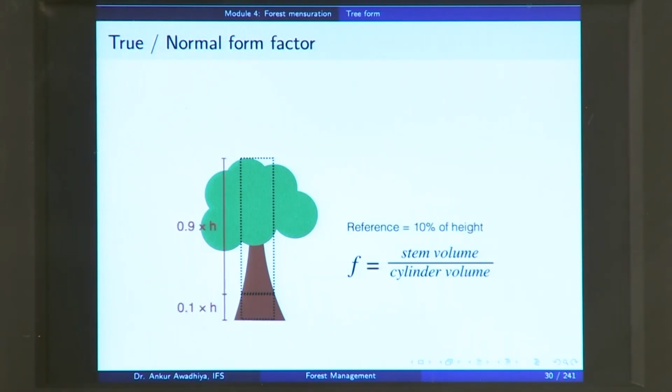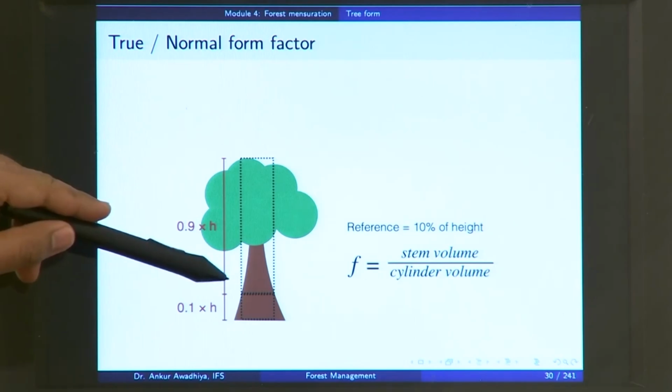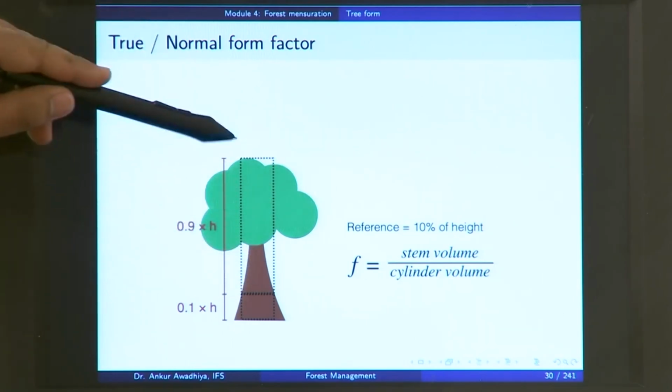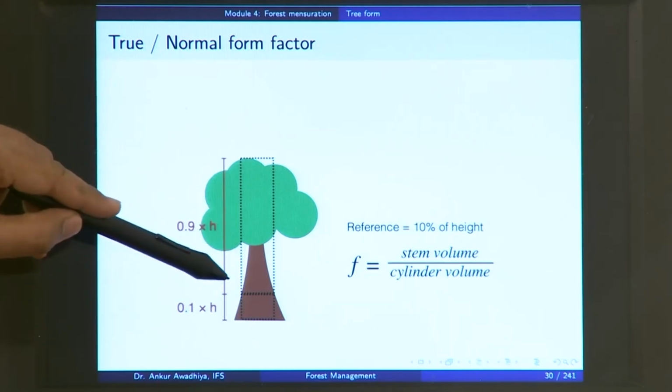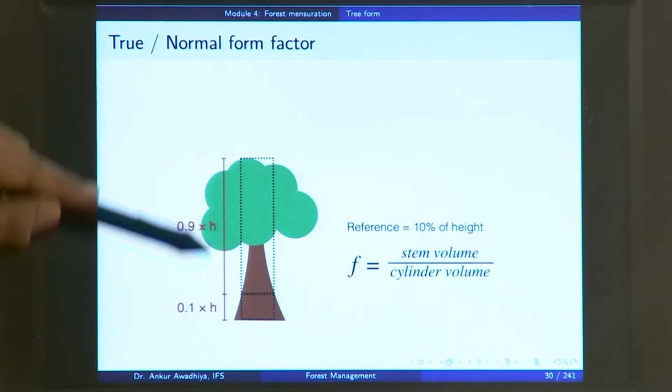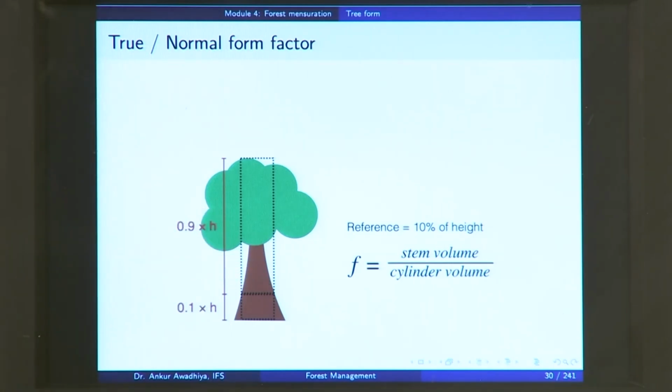Now, there is also another form factor, which is known as the true form factor or the normal form factor. In the case of the normal form factor, the reference is taken as 10% of the tree height. So, if this is h, this is 10% of h. You will measure your stem volume, the volume of your tree, and you will divide it by the cylinder with the height of h and diameter taken at this particular point. So, this is the true or the normal form factor, because you have normalized it for trees of different heights.